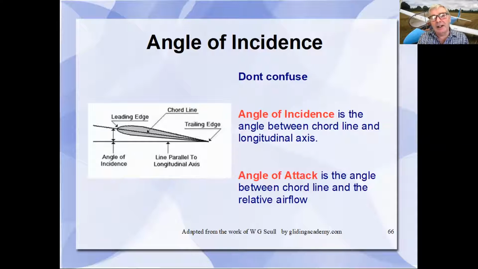So the angle of incidence is the angle between the chord line and the longitudinal axis. The angle of attack is the angle between the chord line and the relative airflow. So just keep those two things separate in your mind. The angle of incidence is often referred to as the rigging angle. That's the angle that the wing is set onto the fuselage.